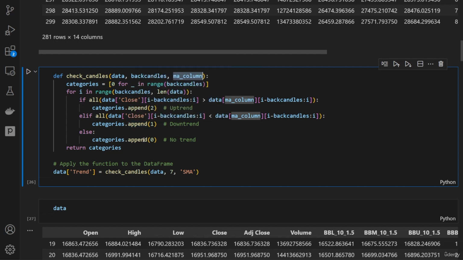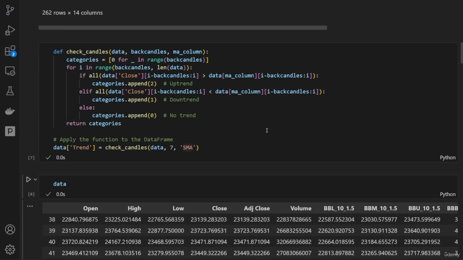I'm just using it here to detect the current trend, and I'm saving the values of the trend categories into a new column in our data frame called trend, where I'm using check candles for the data, and then I'm using 7 back candles. In other words, we need 7 consecutive candles either above or below the SMA curve to consider that we have an uptrend or a downtrend respectively.